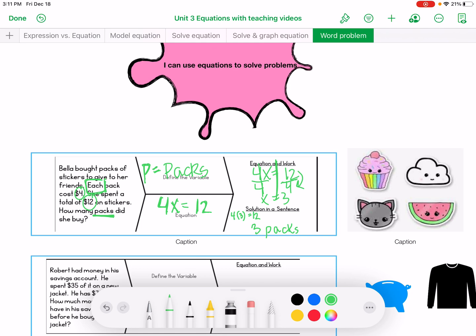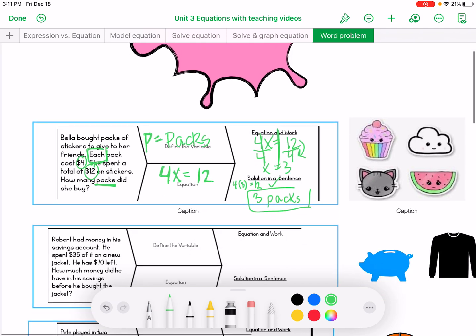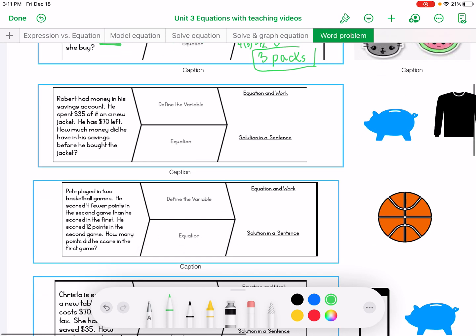I'm going to give you some time to process that. Your solution in your number sentence would then be, when you plug it back in, 4 times 3 equals 12. And your answer is she bought 3 packs of stickers. Okay, I'm going to go to the next one.